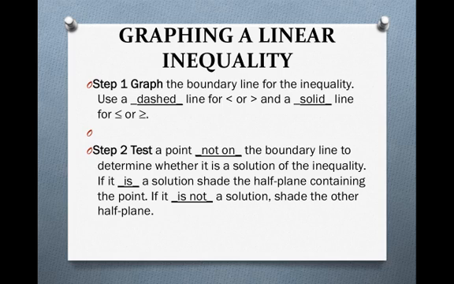Step 2, you're going to test a point not on the boundary line to determine whether it is a solution of the inequality. If it is a solution, shade the half plane containing the point. If it is not a solution, shade the other half plane. If the point (0, 0) is not on the line, that is always a great point to check. If it is on the line, you need to check another point. Okay, just pick another point that's not on the line and you should be good to go.